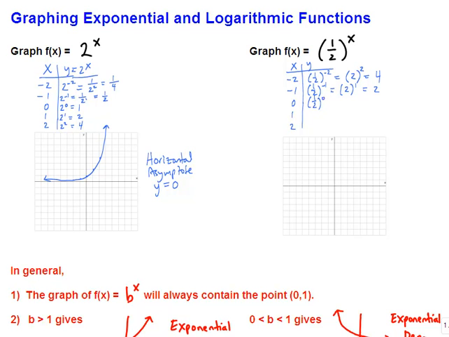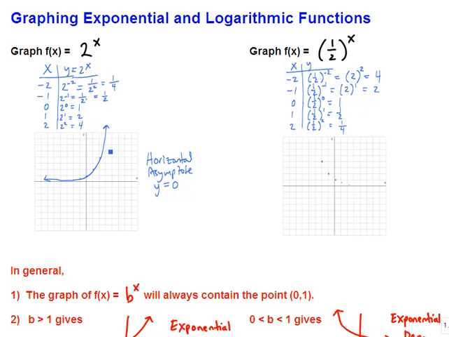If I plug in 0, 1/2 to the 0, anything to the 0 is 1. If I plug in 1, 1/2 to the 1 stays 1/2. And if I plug in 2, 1/2 squared, you square the 1, which stays 1, and you square the 2, which becomes a 4. So we get -2, 4. We get -1, 2, 0, 1, 1, 1/2, and 2, 1/4.